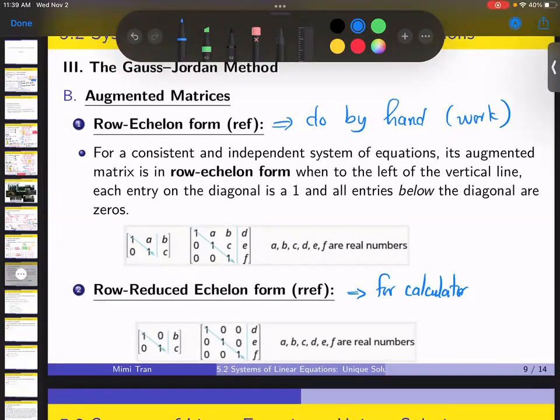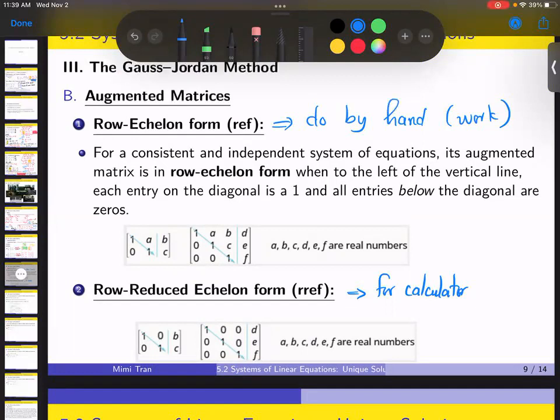The difference is that for row echelon form, which is REF, the only thing that needs to be 0 is the lower triangle. So anything below the diagonal has to be 0. 0 here, 0 here, 0 here, 0. Row reduced echelon form, RREF, which your calculator is going to do, has 0 both below the diagonal and above the diagonal. This is a long one. If you do it by hand, it's really long. So I'm not going to make you do that, but you need to show me how to do this.